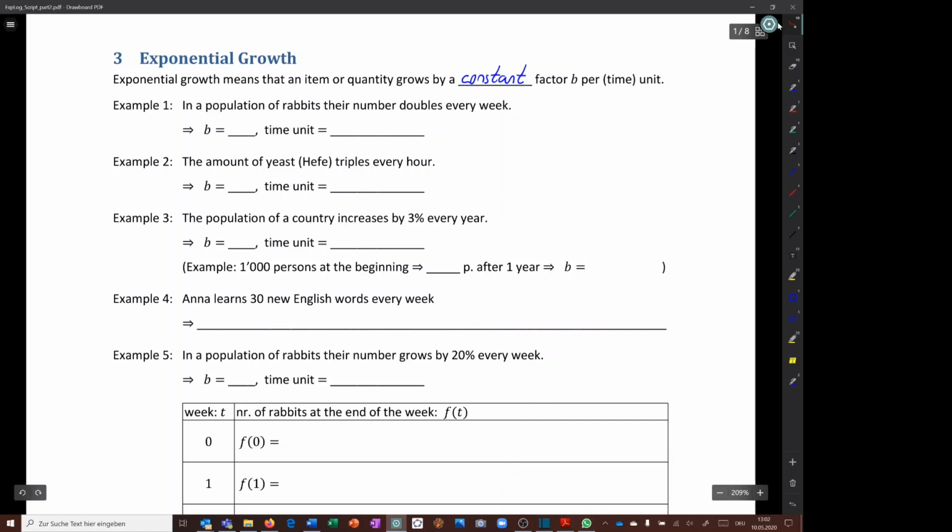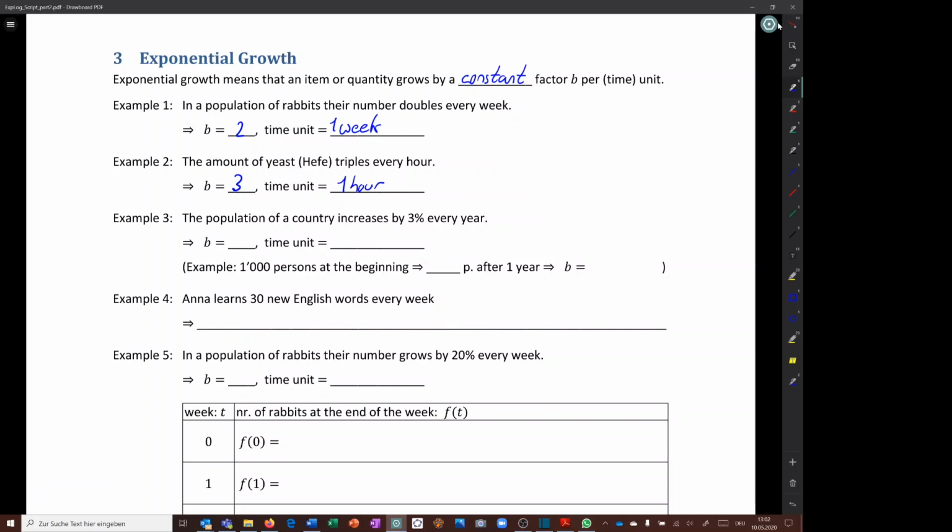So in example 1, we have a population of rabbits and their number doubles every week. So doubling, this means this growth factor is 2, and the time unit, in which time do they grow by factor 2? Well, that's a week. So actually 1 week. Example 2, the amount of yeast triples every hour. So think by yourself, what are B and the time unit? Here comes the solution. B is 3 and the time unit is 1 hour.